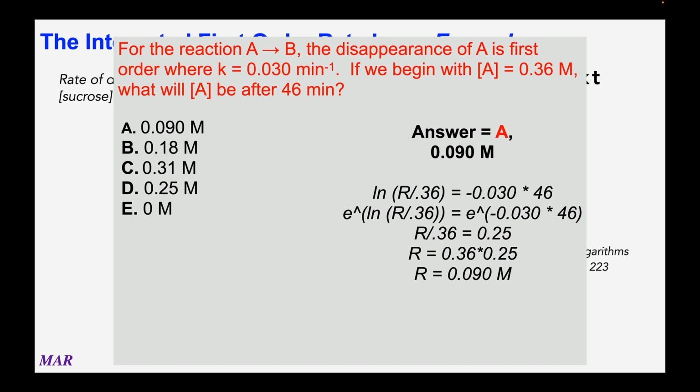But I want to focus on the math here just a little bit. So right here, natural log of R over R0 equals minus kt, no problem. But we need to get rid of the logarithm, and that's where we use the anti-natural log, which is e to the x. Now, e to the natural log of something, the e and the natural log cancel out. So you can see on the next part then, we just have R divided by 0.36.